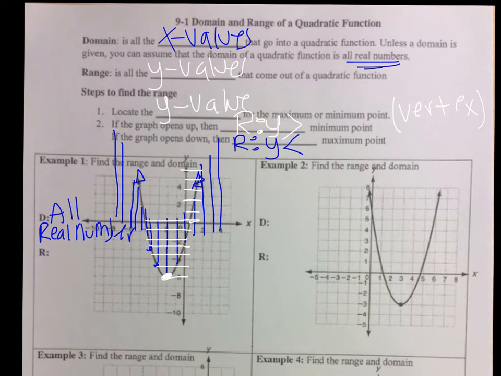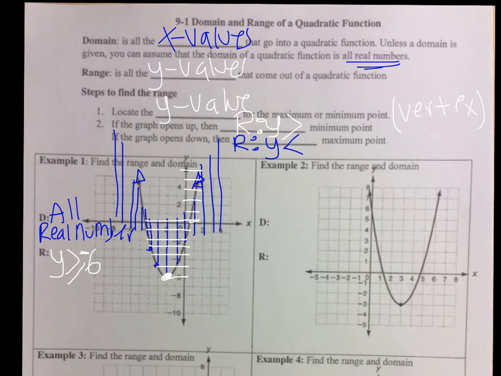So as you can see, we started at our y being -6, and then continually increase bigger and bigger. So our range is all of the y values that are greater than or equal to -6. So again, our range is all of the y values that are on the parabola. I encourage you to pause the video and try example 2.